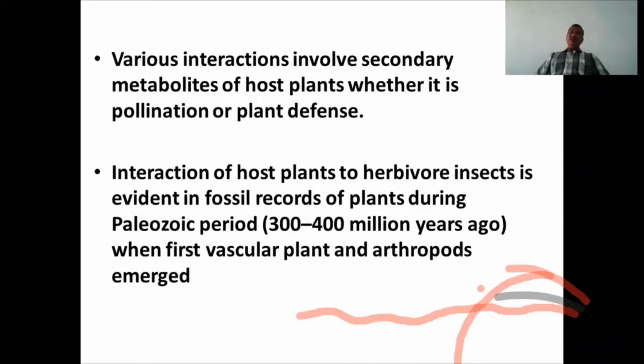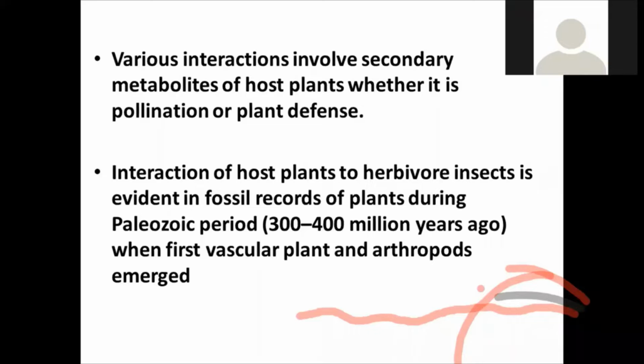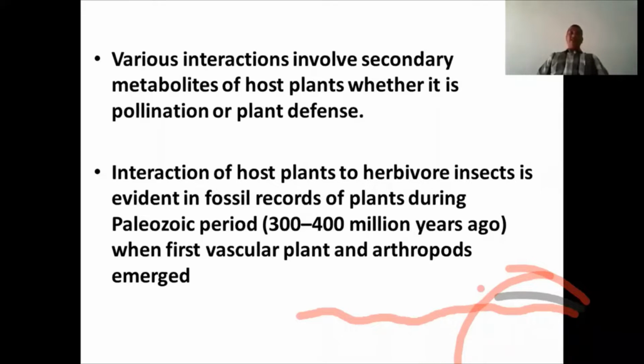They told that when we check the fossil records of the plants, it was at least 300 to 400 billion years ago when the first vascular plant evolved. At that time, there was also the evolution of the insects in the form of herbivores. So the story of metabolites is a very old story. It begins in the Paleozoic period, where we can see the vascular plants as well as the arthropods. These arthropods are usually the major herbivorous kind of animals.